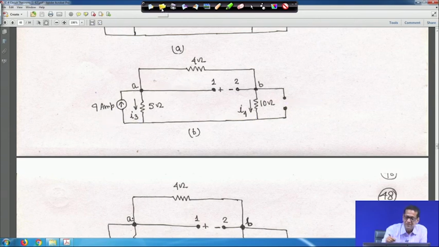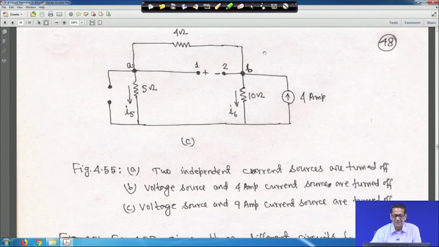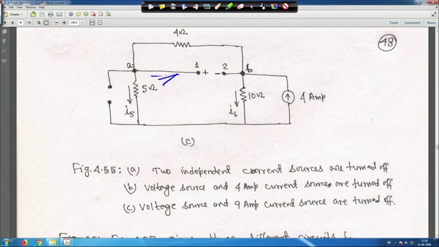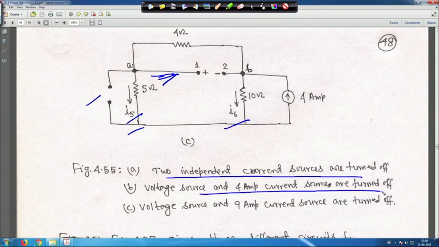Next is this one, that the 4 ampere current source is there, but the voltage source is shorted, and the other current source is open. So, this is I 5 and I 6, all these things you have to obtain. So, all the 3 circuits A, B, C are there, everything is written here. It is just to show you the superposition theorem.